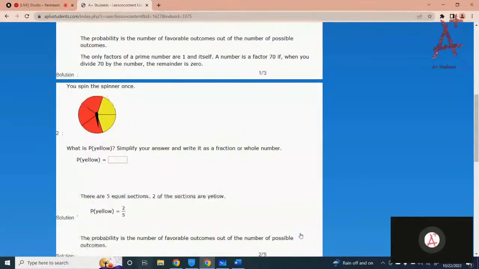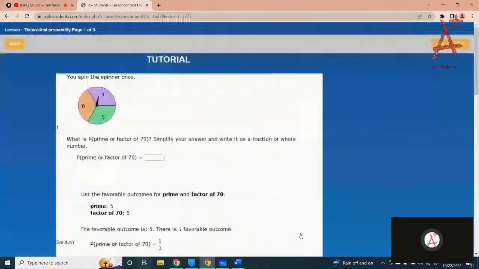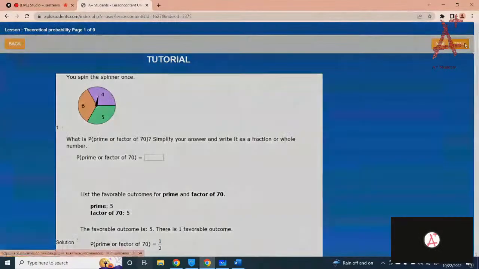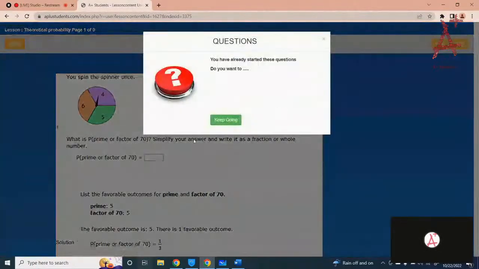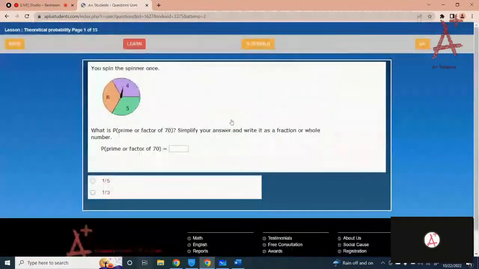Okay, on the top right corner we have a test button. Let's just start with the test. Okay, that's the one we did in the tutorial.